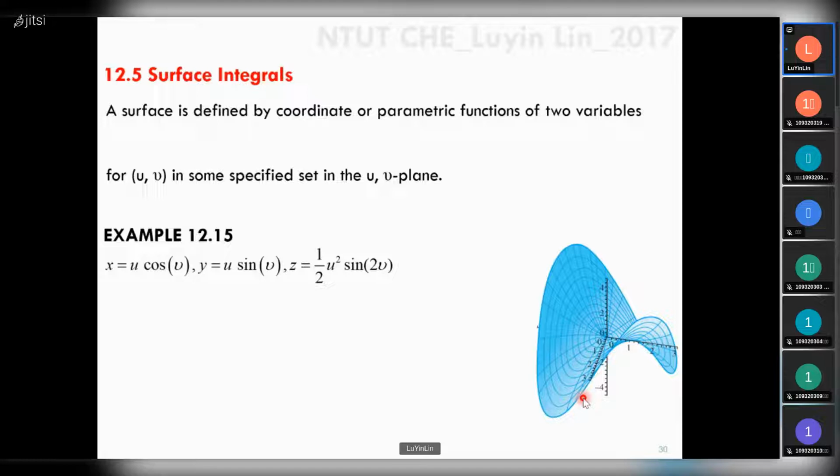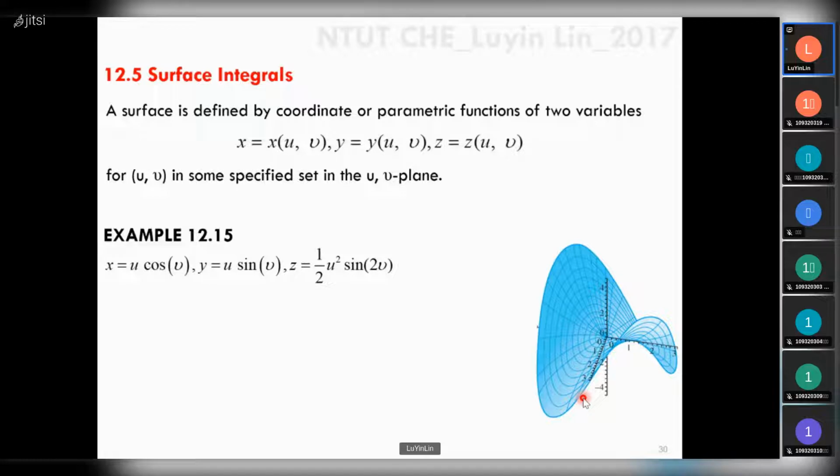The next topic is surface integral. So previously we are talking about the line integral. It is a one-dimensional equation, right? One-dimensional. So for here, surface integral is for two dimensions, x and y, or not x and y, like u and v. So now we are talking about surface.